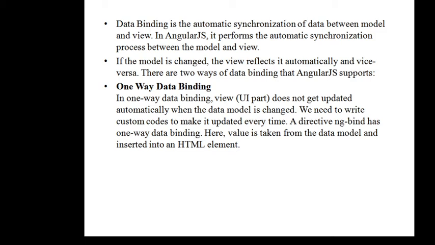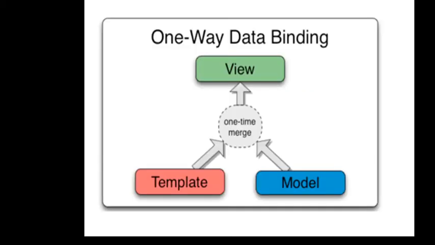The ng-bind directive has one-way data binding. Its value is taken from the data model and inserted into an HTML element. That is the figure for the one-way data binding: views, templates, and models. There are three parts of MVC: model, views and controllers. The templates and models can merge into one model and will be passed to the view.